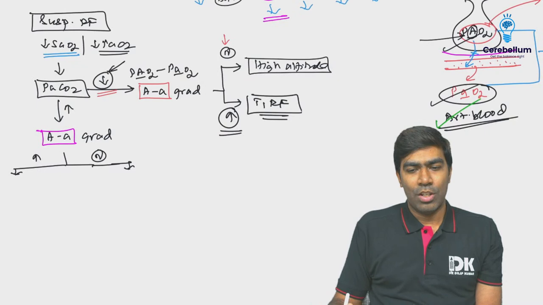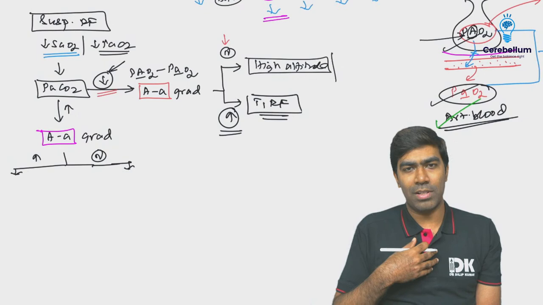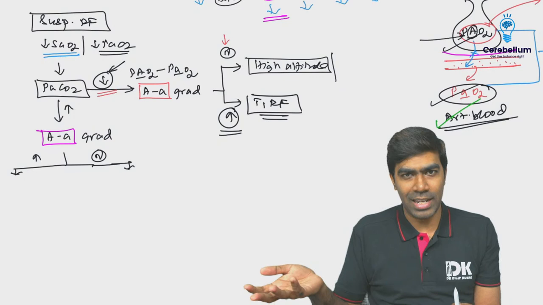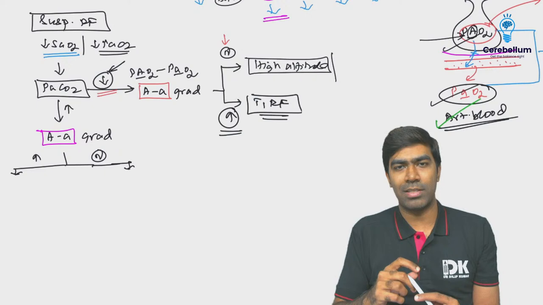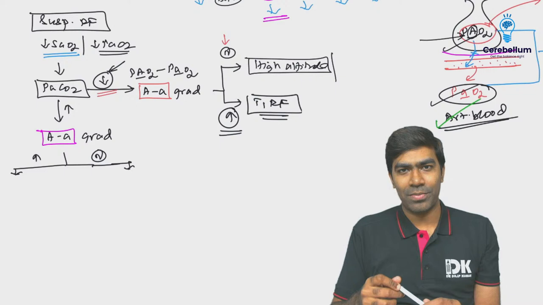So one reason is high altitude. What is reason number two? If I'm on rounds in the critical care unit, for example, I am an intern standing in the ICU, and my professor is asking, what is the cause of low PaCO2, hypoxemia, and a normal A-a gradient? If I say high altitude, you will look at me like this two times. Are you staying at high altitude? No.